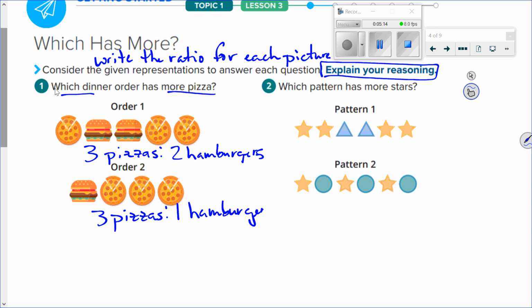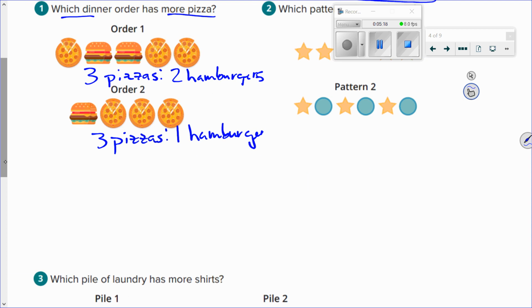Okay, for those of you that couldn't hear him, what he said was, this one had 3 pizzas to 1 hamburger, this is 3 to 2. So if I made that 2 hamburgers, we would have 6 pizzas.